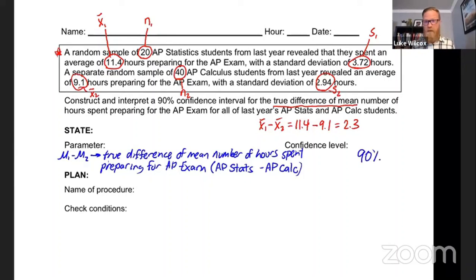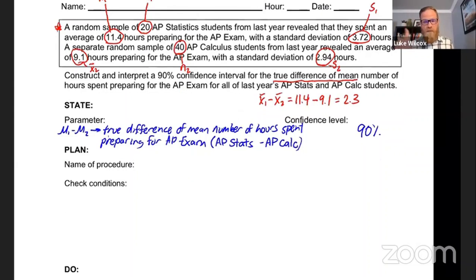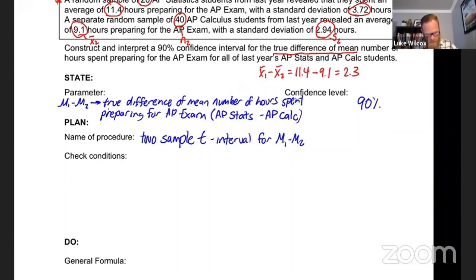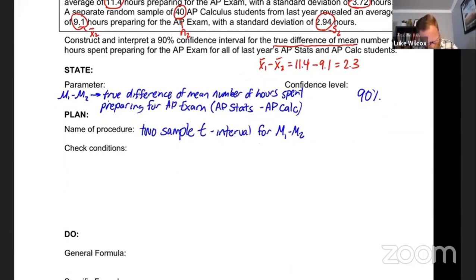All right, as far as the name of the procedure, what's different here than the previous confidence interval is that now we have two independent samples. So this is a two-sample t interval, and the thing that we're trying to estimate here is mu1 minus mu2. Now the conditions are going to look very familiar to you. We are going to check the random condition, the 10% condition, and the normal large sample condition.